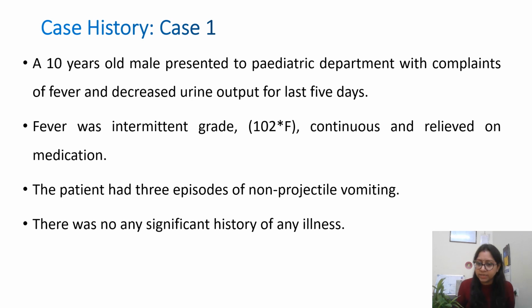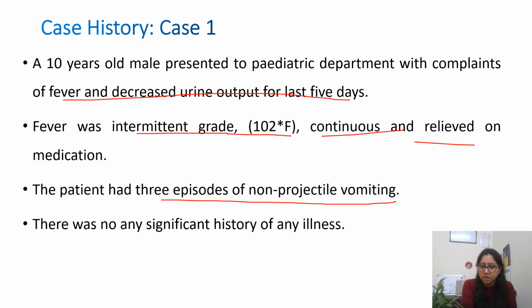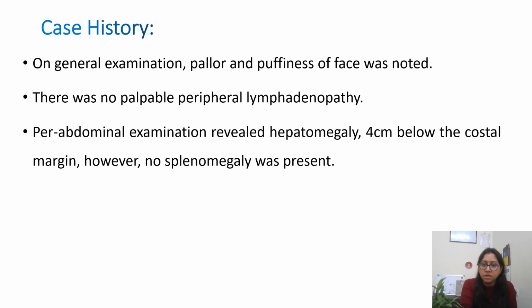Now I'll discuss 2 cases with you related to HLH in patients who had scrub typhus. So the first case is a pediatric patient, a 10-year-old male child, who presented to the Peds department with complaints of fever and decreased urinary output for the last 5 days. Fever was intermittent in grade, 102 degree Fahrenheit. It was continuous and relieved on medications, on supportive management. Patient had 3 episodes of non-projectile vomiting. However, there was no other significant history of illness in the child.